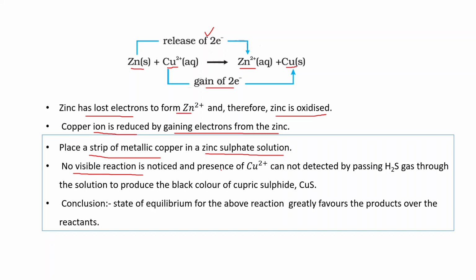The presence of Cu2+ ion can be detected by passing H2S gas through the solution to produce the black color of cupric sulfide. If we pass H2S gas in that container, we will not get the black precipitate of copper sulfide. It indicates that the reaction does not take place. Okay. So we can conclude the state of equilibrium for the above reaction greatly favors the products over the reactants. What does it mean? Zinc displaces copper from copper sulfate solution, but copper does not displace zinc from zinc sulfate solution.